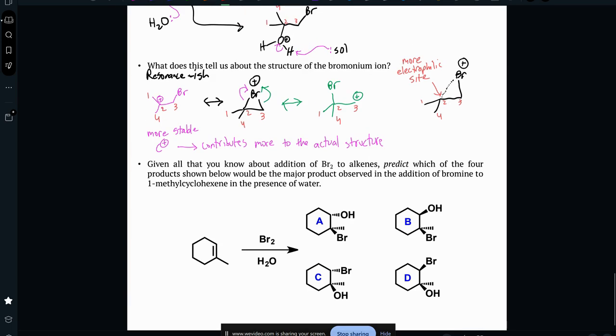So given all that, I want you to think for a minute, pause, decide which of these 4 potential products you would expect to see when reacting this asymmetric alkene with Br2 and H2O. Pause and then come back once you've made your choice.